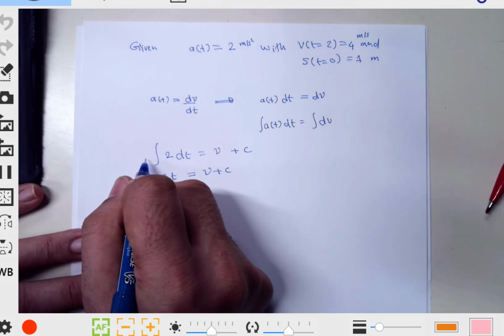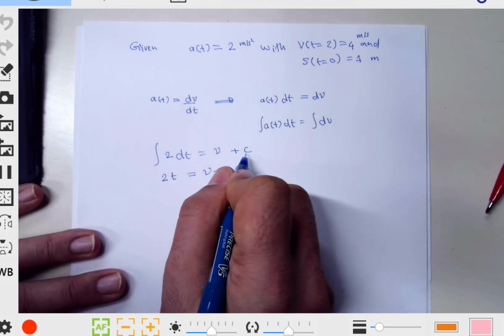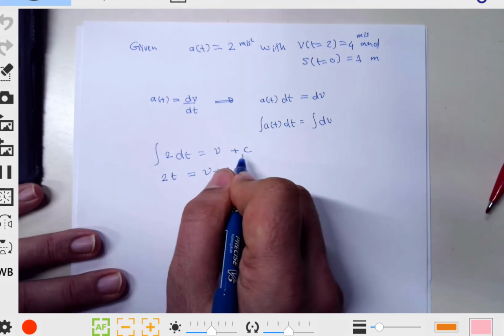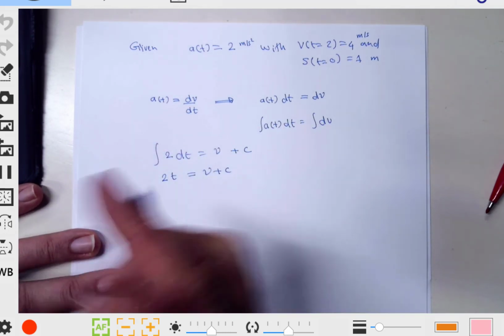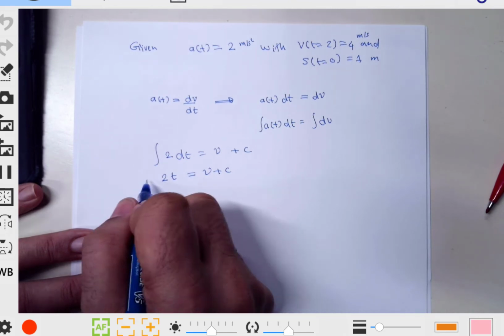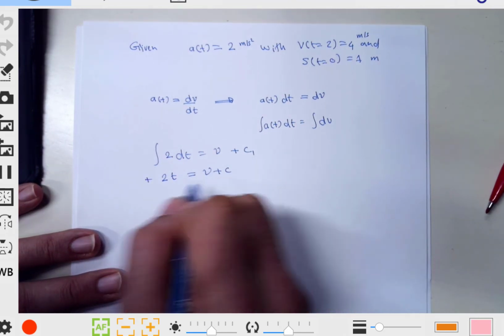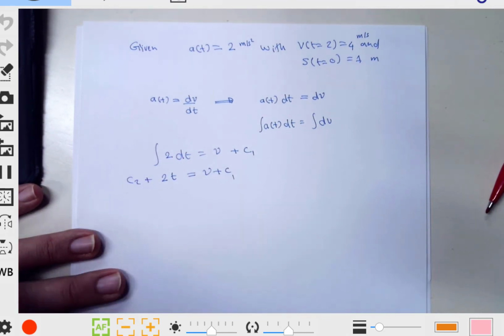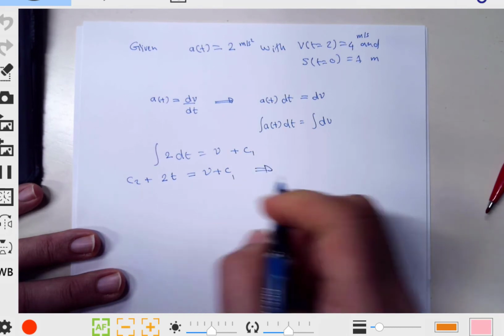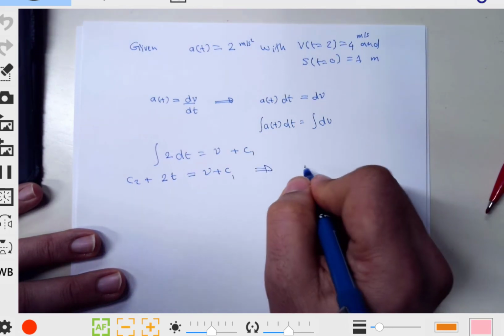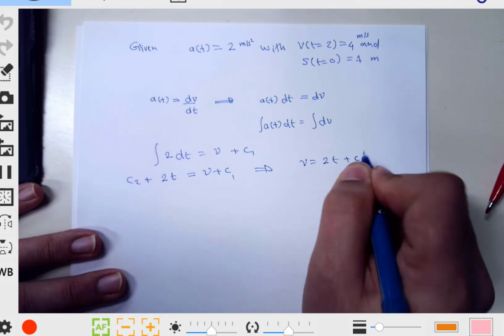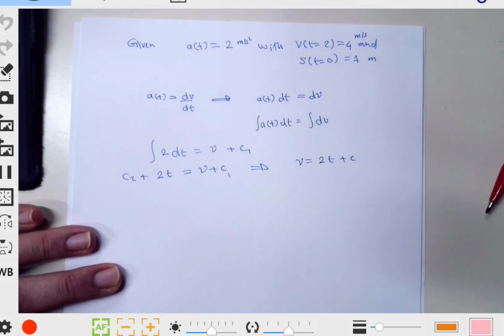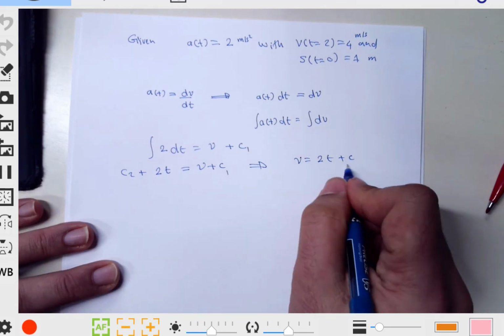I know he's going to say plus c, so plus c, another c, so it's still a constant, so whatever you want to put, it's okay. If you want me to complete that, I can tell you this is c1, c2, and then this can be written as v equal to 2t plus c. So that's what we get, right? Now the question is, how much is this c?